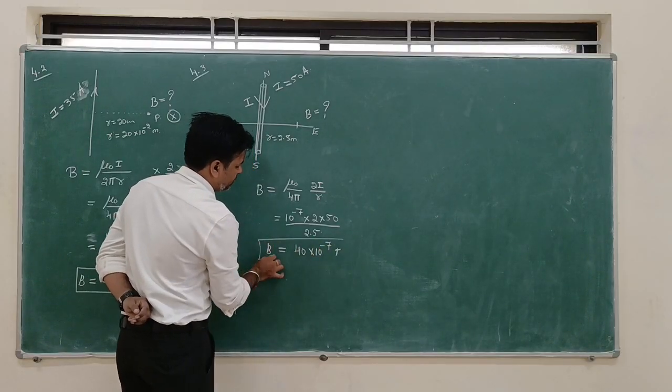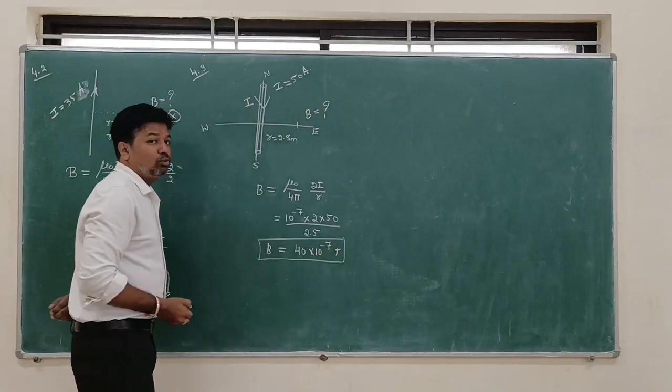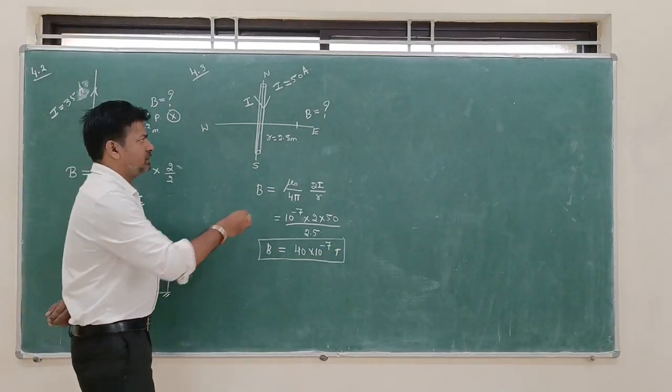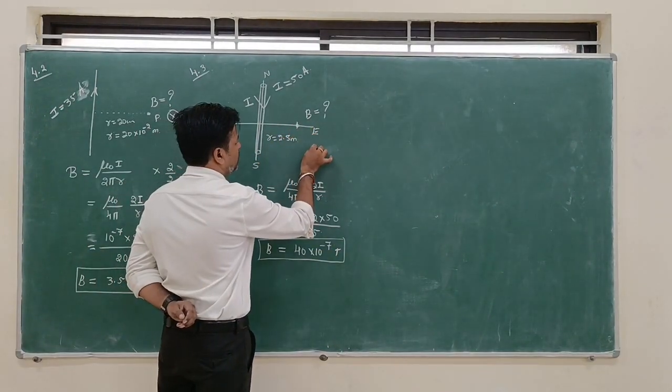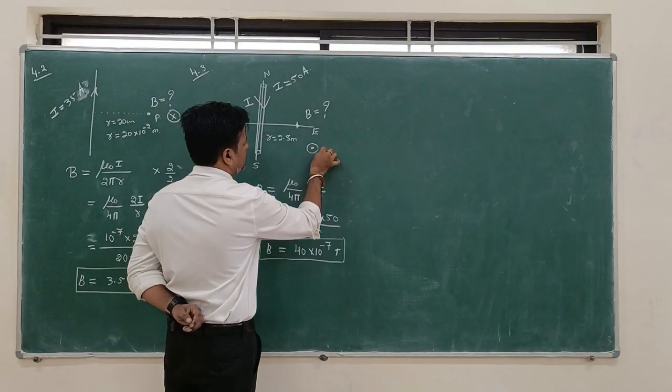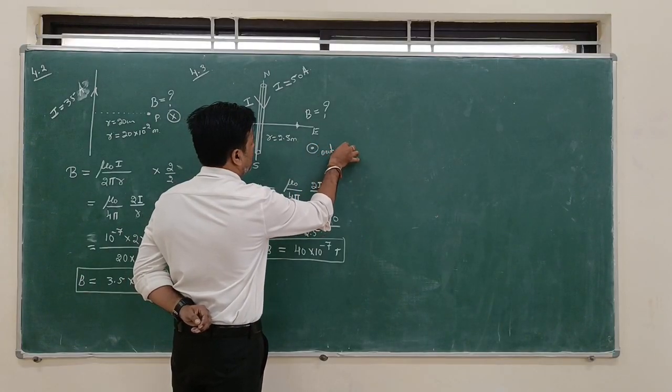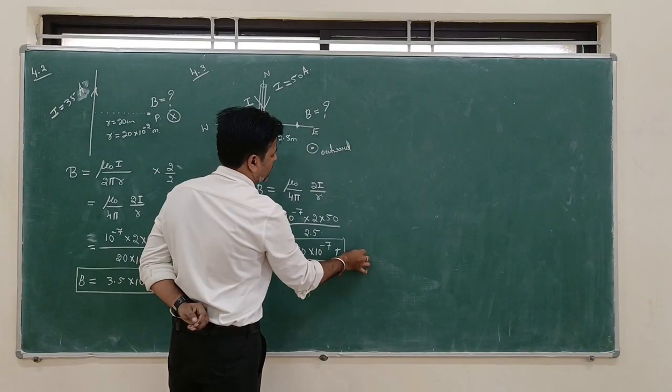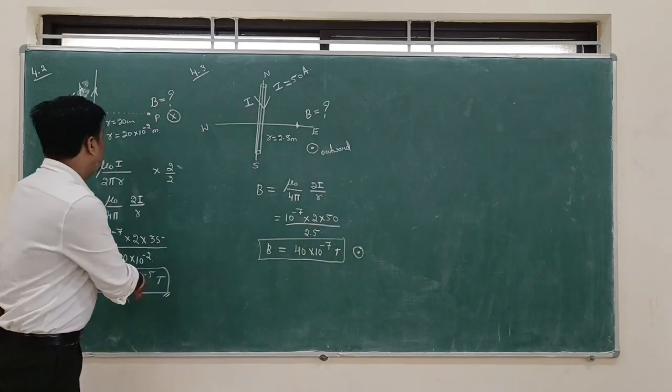Direction, current is downward, outward. At this point, the direction of the magnetic field is outward. Here it is inward, therefore.